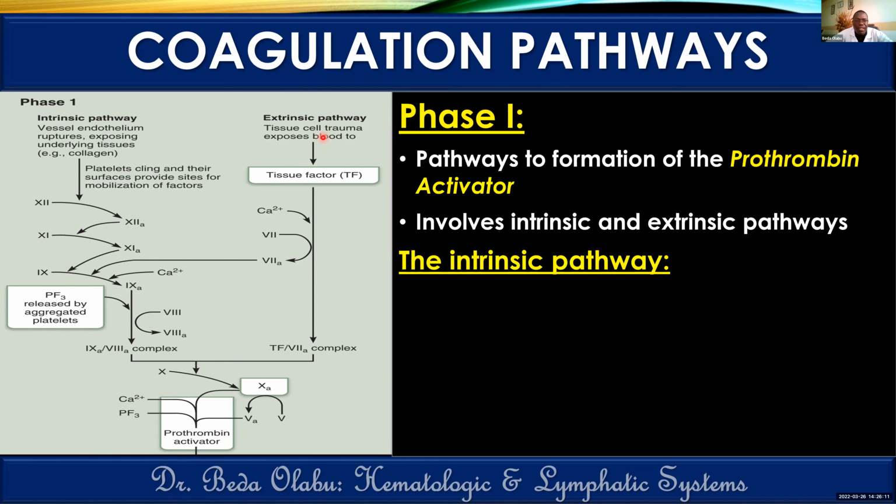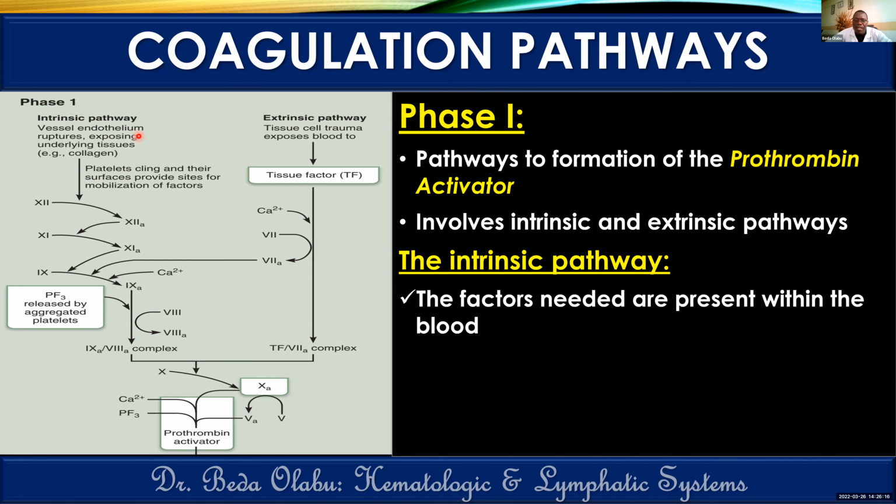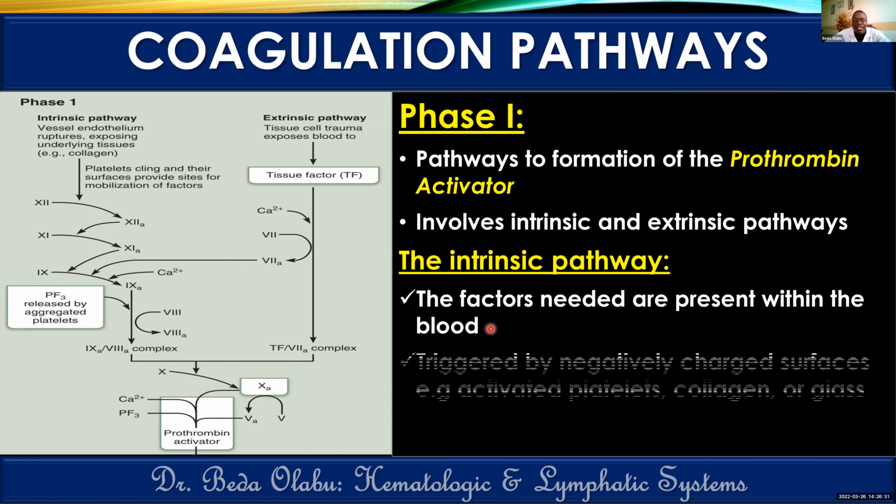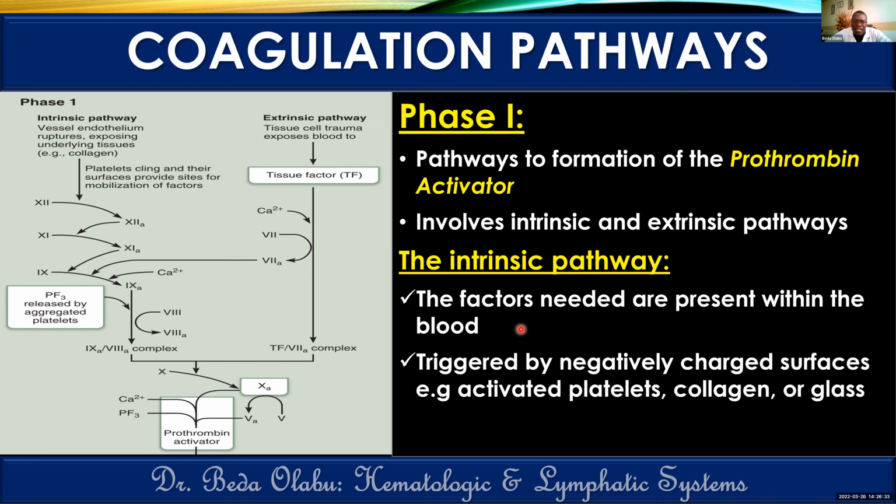Pathway and the extrinsic pathway. The intrinsic pathway is called so because it is dependent on the factors which are within the bloodstream itself. So the factors needed for the intrinsic pathway are within the bloodstream itself. That is called intrinsic pathway. And this intrinsic pathway is usually triggered by negatively charged surfaces, for example, platelets, collagen, even glass.